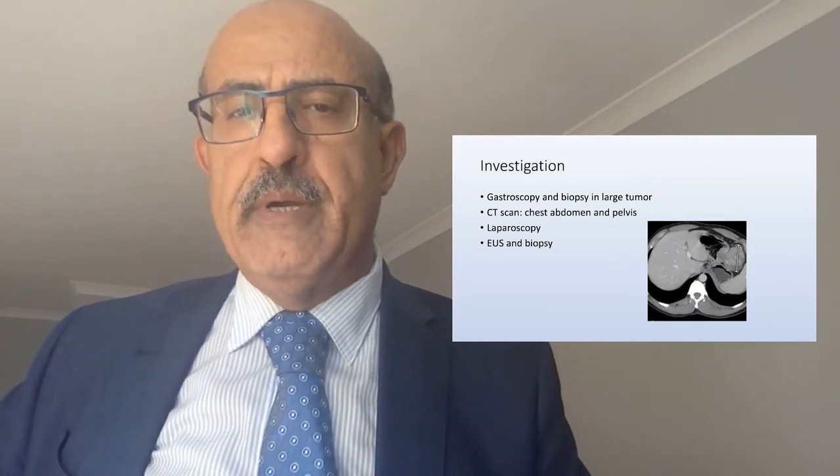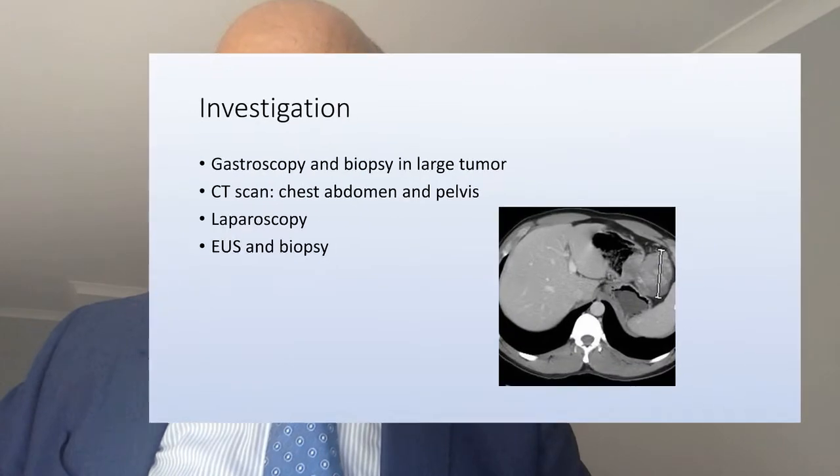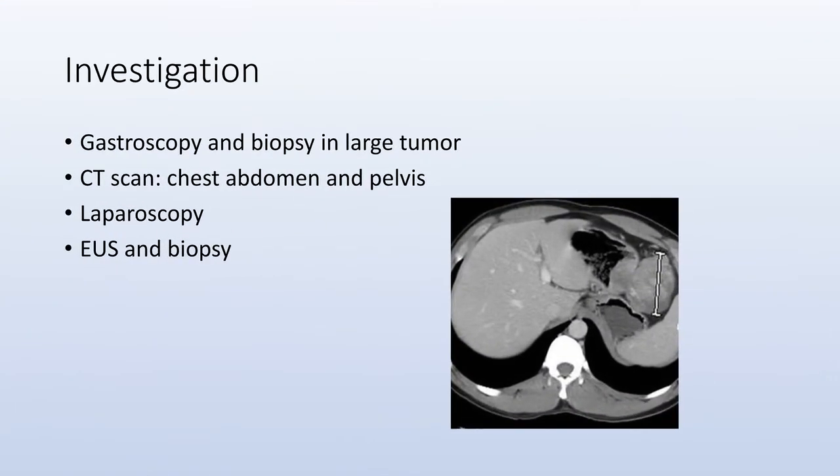Now, how do we investigate these lesions? Obviously, CT scan these days is quite widely available, so everyone will get a CT scan, and that should include the chest, the abdomen, and the pelvis in order to stage the tumor, in addition to identifying the source of the origin of the tumor.